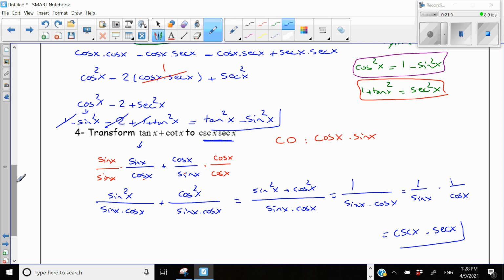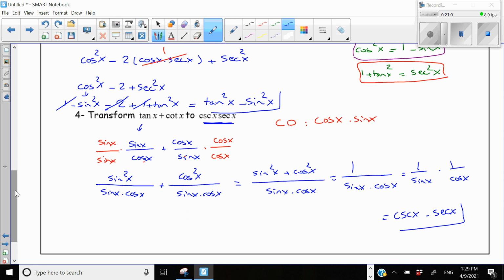So this was today's lesson. We just learned how to use some trig identities to simplify and transform trig expressions.